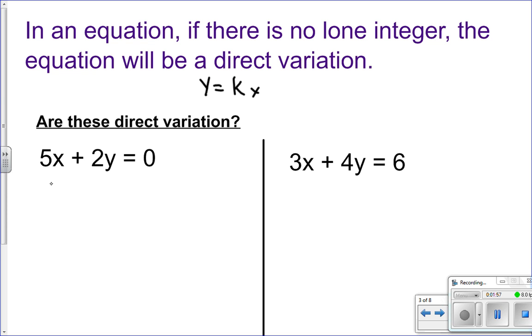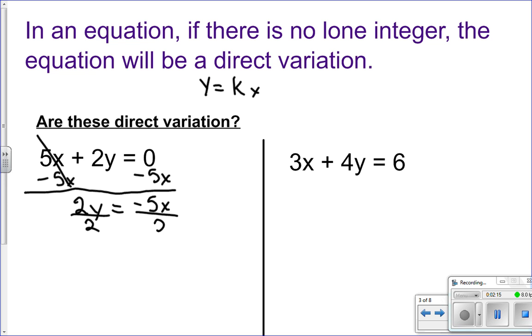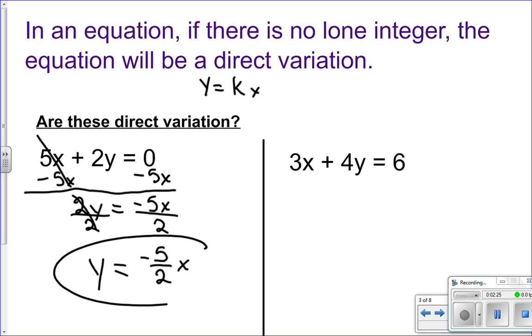I have 5x plus 2y equals 0. I need to get 5x to the other side of my equation. Those cancel out, and I'm left with 2y equals 0 minus 5x, or negative 5x. Then I'm going to divide both sides by 2, and I get y equals negative 5/2 x. That is my direct variation equation, meaning that for every x, y is going to be negative 5/2 the size of it. Notice there's nothing added or subtracted at the end. This is a direct variation equation, so yes.